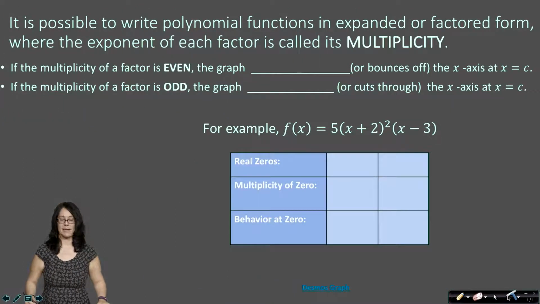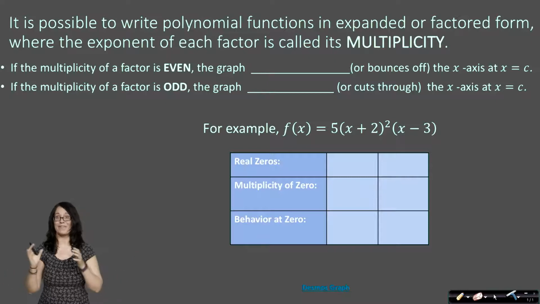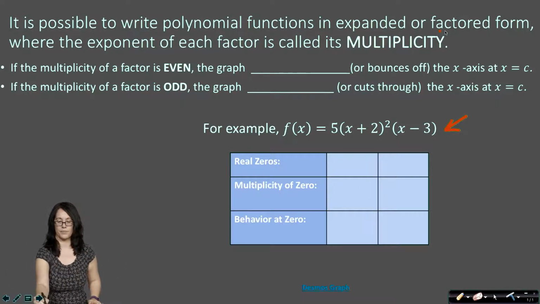So here we have an example, f of x equals 5 times (x plus 2) times itself, in other words, (x plus 2) squared, times (x minus 3). Now, this looks a little different than we previously were writing our polynomials. Remember at the very beginning of this video, you can go back and watch it if you like, I said that polynomial functions can be written in expanded form or factored form. This will be what we call factored form, okay?